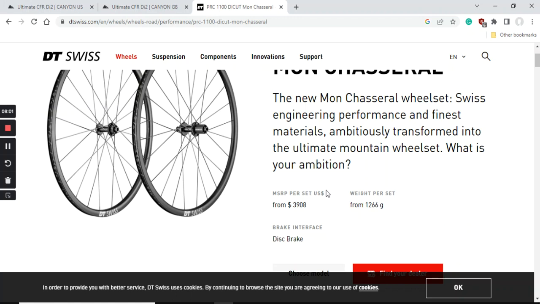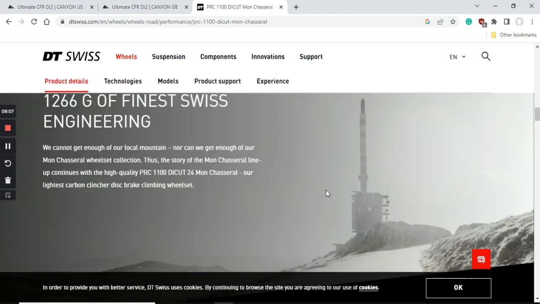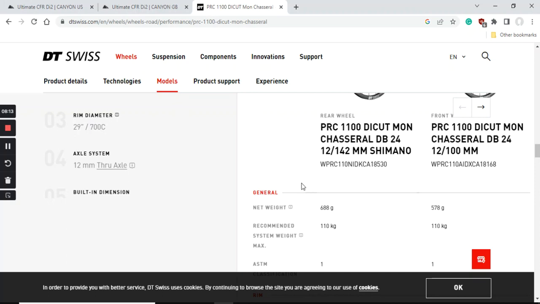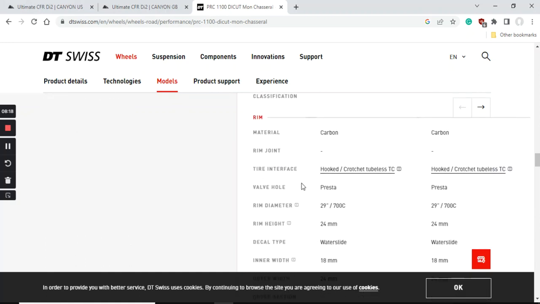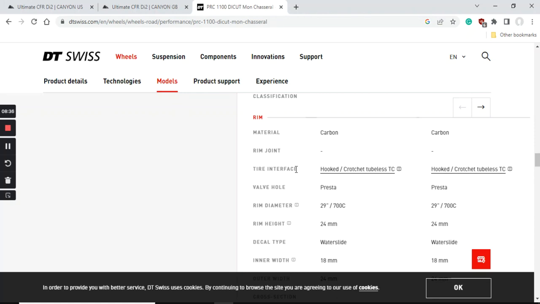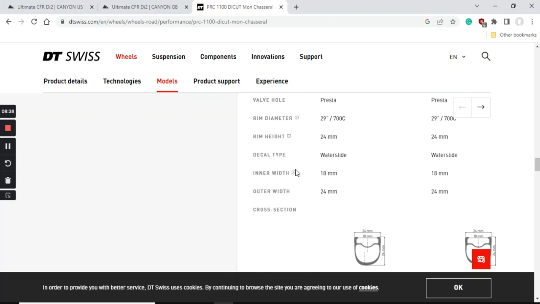And also the starting weight of this wheelset, again astonishing, 1,266 grams. I'll give you some other highlights. For example, the rear wheel is 688 grams, the front wheel 578 grams, carbon fiber of course, and this wheelset can be turned into a tubeless wheelset. I will have to double check, but I'm guessing that it is already tubeless ready, prepared from Canyon. This wheelset has a 24 millimeter rim height. Just keep in mind that the internal rim width is a bit narrow, it's only 18 millimeters.